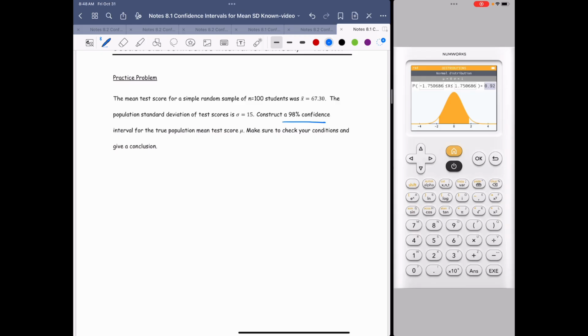Now, when you look at it, notice that I have sigma. So I'm given the population standard deviation. I'm going to do a one sample Z interval. And what you're going to do first is check your conditions or assumptions. You don't have to call it both things because that is redundant. But here's what I'm going to do.